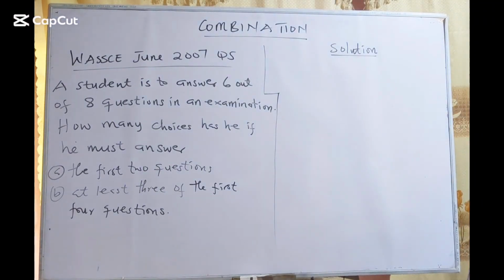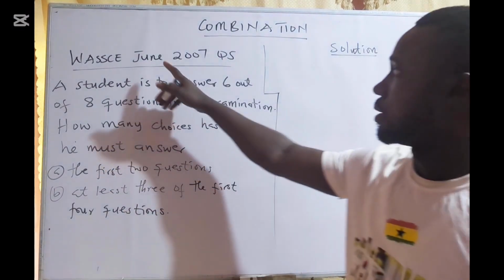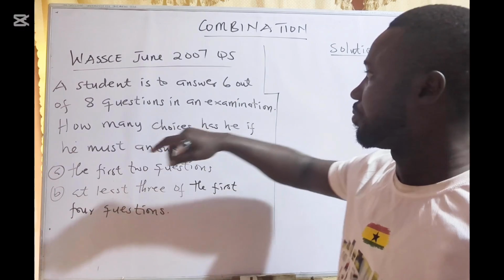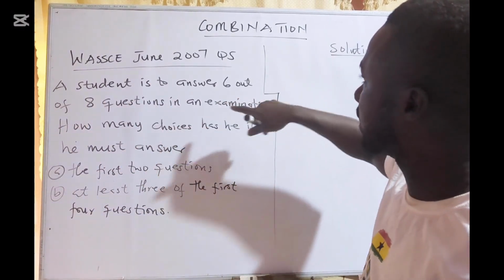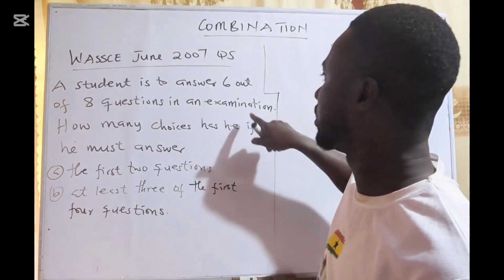Hello. Let's look at this question on combination. WASSCE June 2007, question 5. A student is to answer 6 out of 8 questions in an examination.